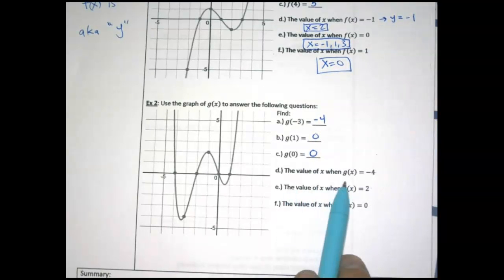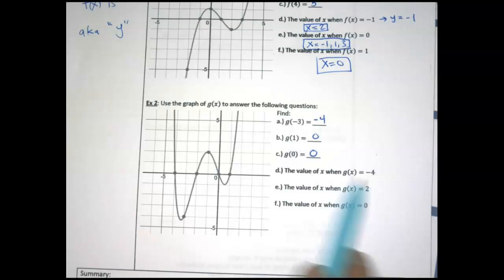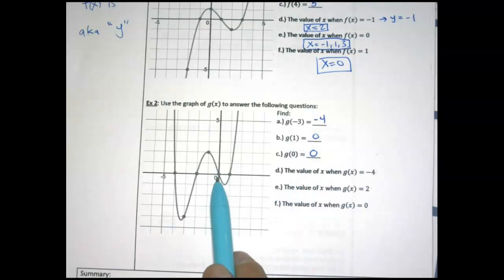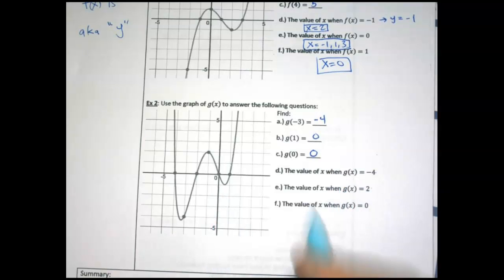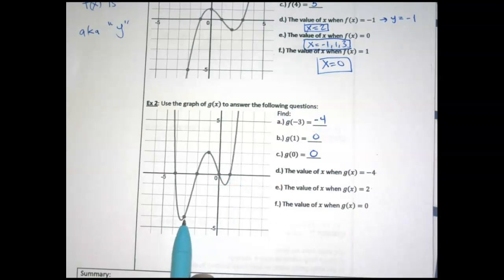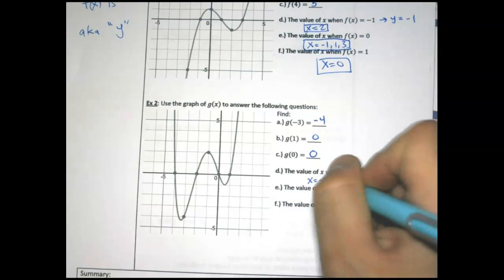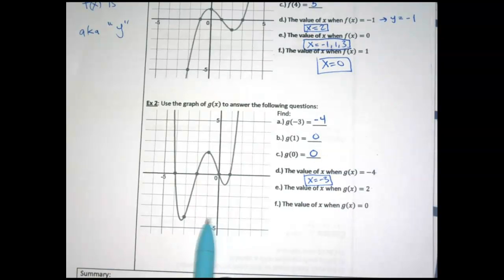Find the value of x when g of x is -4. So now I need to go to the y-axis for -4. And we actually already have that because it was there, but we'll just look it up again. So where y is -4, you would go down 4. So go to -4, and then x is -3 at that point. And here's how you know it's -3, because it's 1, 2, 3 to the left.